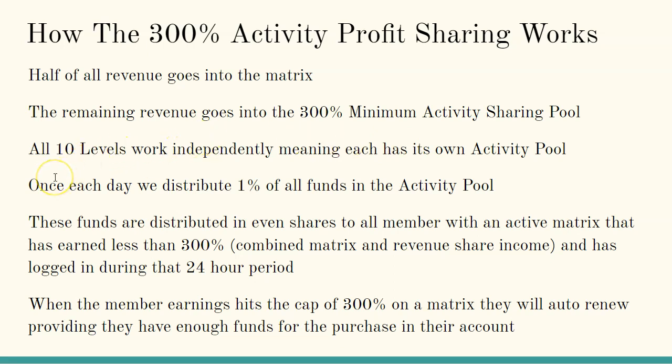So that'll be 1% distributed. If we have $10,000 in the level 1 pool, then we're going to distribute 1% of that $10,000 that day. The next day, if the pool is down to $9,800, it's going to be 1% of $9,800. If we have big activity and now it's $11,000, it's going to be 1% of $11,000. Whatever that pool is, 1% will be distributed each day, and it's going to go to every active member at all 10 levels that has logged in the past 24 hours.